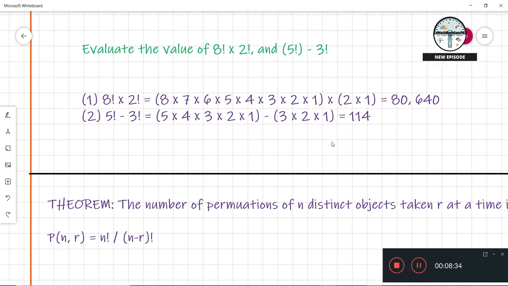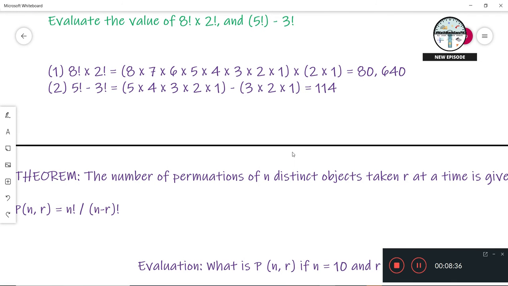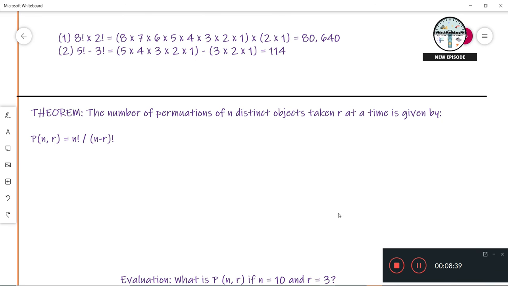So we have a theorem. This is the essential theorem of this topic. The theorem will be: the number of permutations of n distinct objects taken r at a time is given by P, where P is equal to n factorial divided by n minus r factorial.